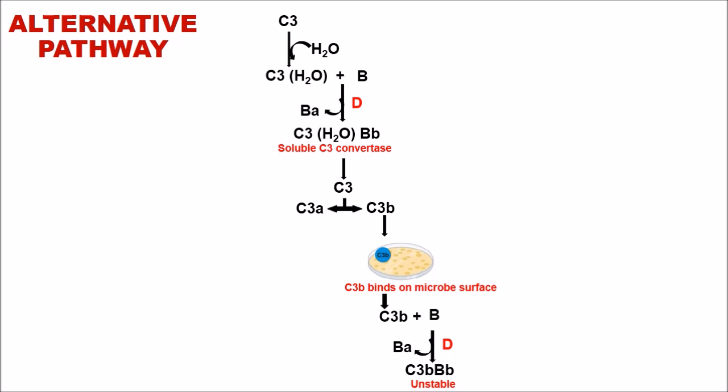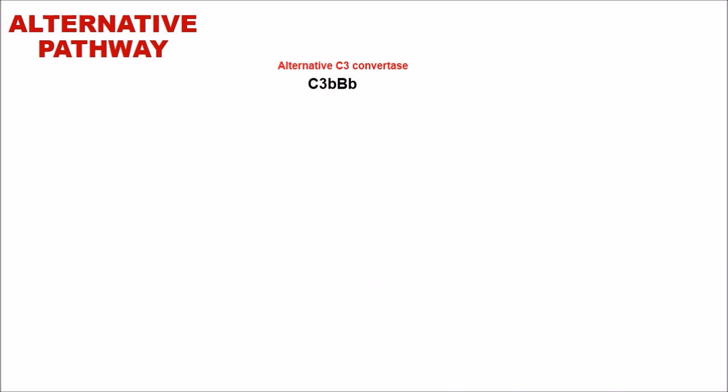C3bBb. This C3bBb is a highly unstable compound which, in the presence of another protein, properdin, is stabilized into the C3bBb complex, which is the alternative C3 convertase. This is the C3 convertase for the alternative pathway. This C3 convertase then cleaves another molecule of C3 into C3a and C3b.